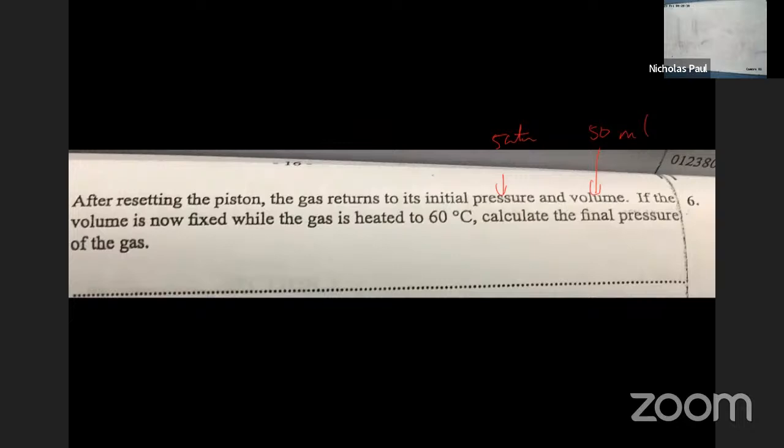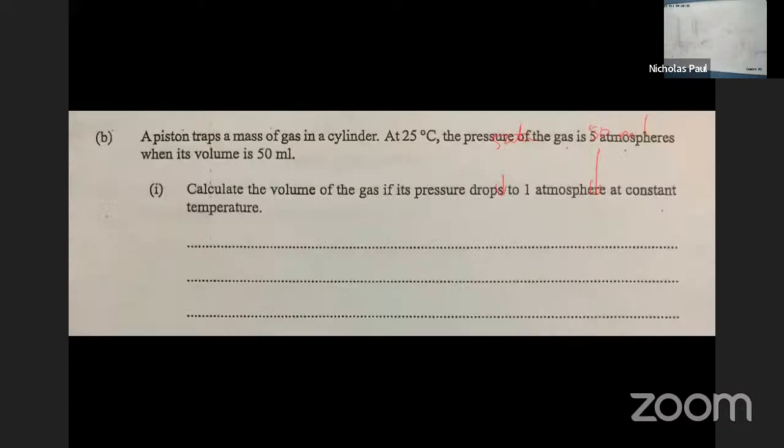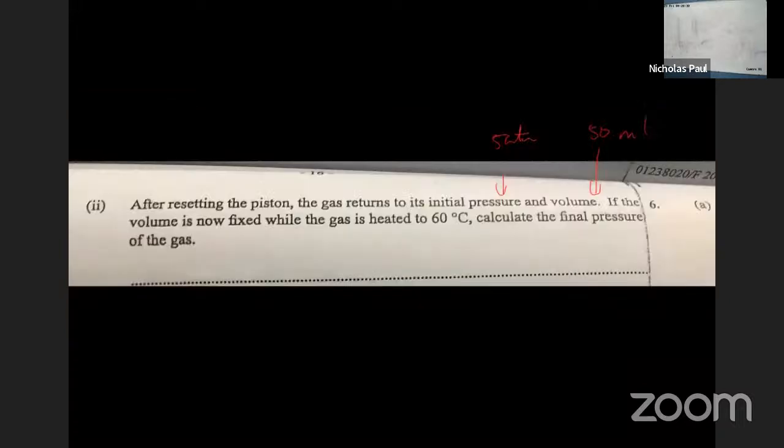What was the initial temperature again? The initial temperature was 25, right? So your T1 was 25 degrees Celsius.